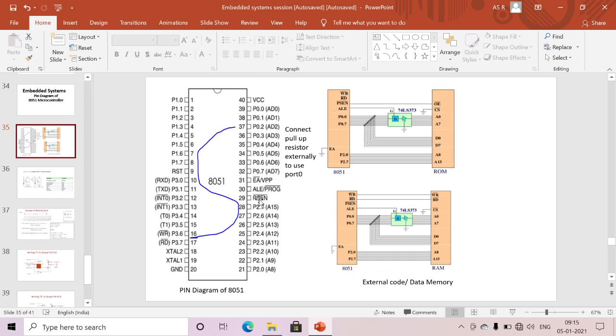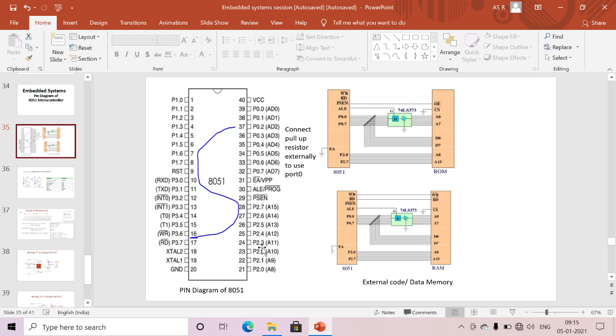Next one is program store enable. This is mainly for read-only memory. This PSEN bar is mainly used for read-only memory. The read and write bars are used mainly for random access memory. Here only the PSEN bar we are using for the external program memory. It will be connected to the OE pin of our ROM. If I want to indicate that I am using the external memory, this pin will be used. ALE we discussed, EA bar we discussed.